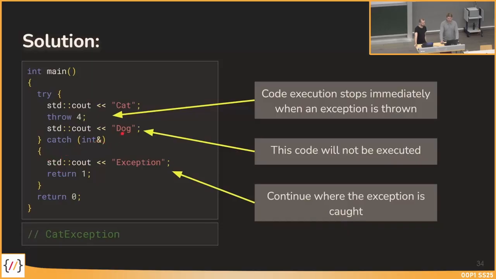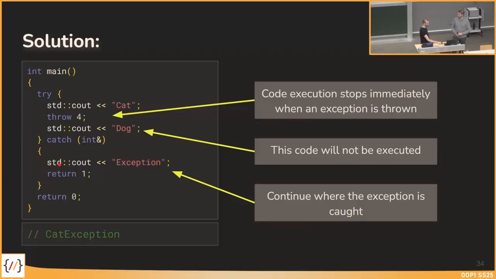So dog is not printed, but cat is printed since it's before the throw statement. Then we directly jump into the catch block, and then exception is printed, and then all the other code. This can also be the case if there are 2 or 3 sub-functions in this try block, and any of these functions throws an exception at some point. It stops immediately there, and it continues here in the catch block.